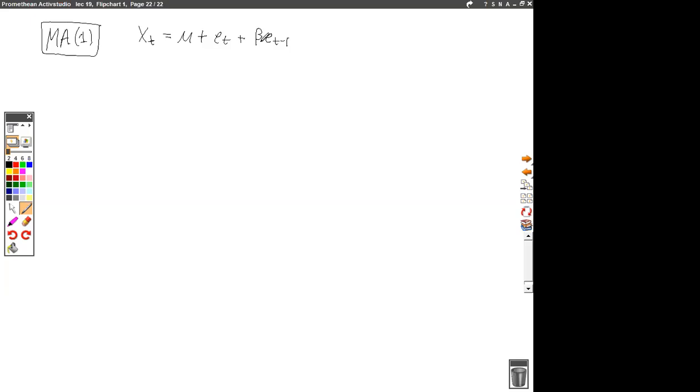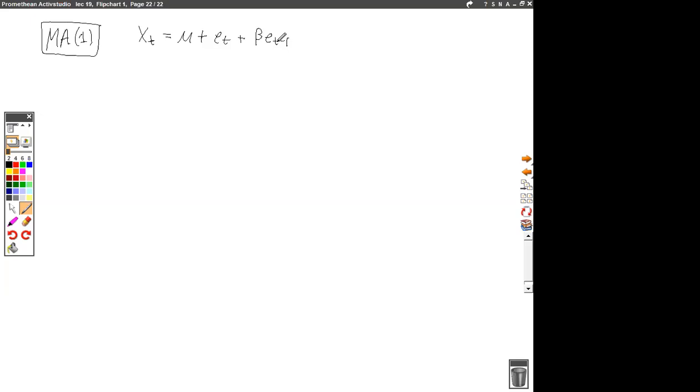Quick answer: mu, right? Because the mean of these two terms is going to be 0. So the mean is a constant. And if I were to calculate the variance, it's again going to be just sigma square plus beta square sigma square, right? Because ET and ET minus 1 are also independent. So that is also some constant, which I just don't know the value of.